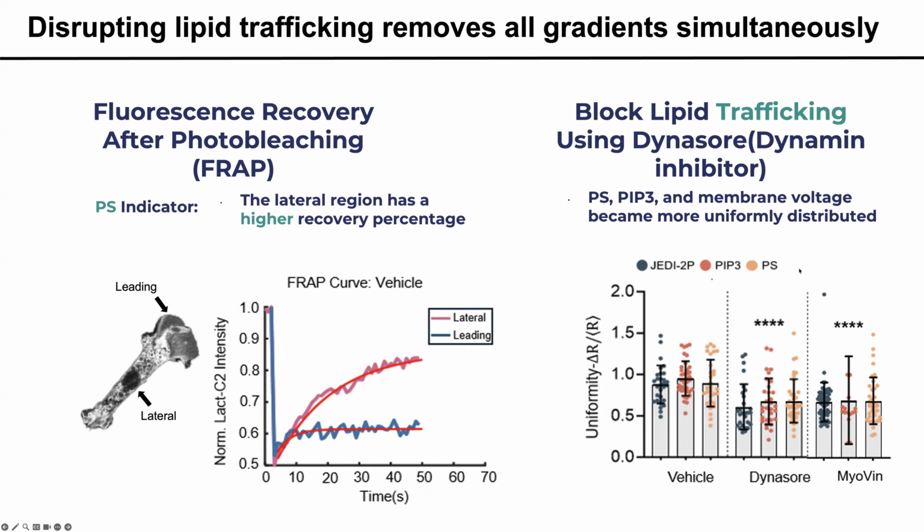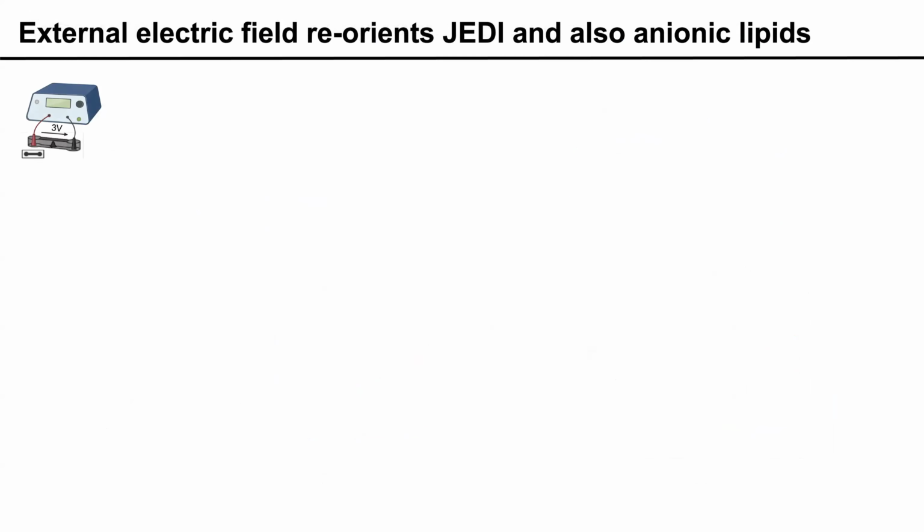And not only does blocking dynamin block recovery of PS, it removes the gradient in all the ratiometric probes we looked at, right? So JEDI, PIP2, PIP3, and PS. This is a plot of uniformity, which is the maximum difference divided by the average, and you see that all of them become more uniform if we use dynasore, further supporting the idea that the membrane voltage is basically similar to anionic lipids.